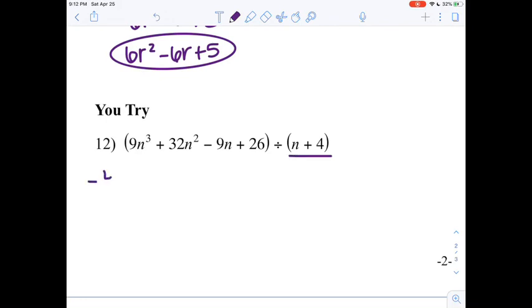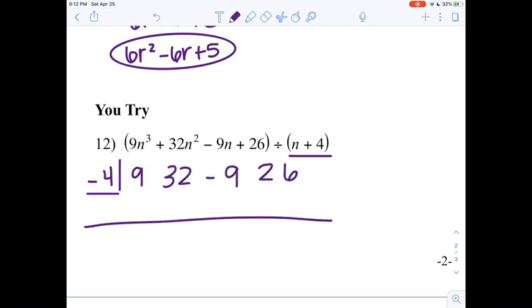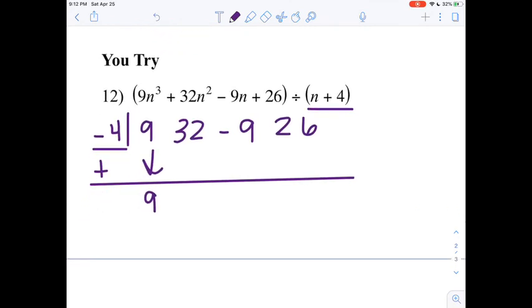So I'm going to put -4 in the box. My coefficients are 9, 32, -9, and 26. Always bring down the first number underneath the line. -4 times 9, that's -36. Add those together, I get -4. -4 times -4, that's 16. And then I get +7. And then -4 times 7, that's -28. So I get a remainder of -2.